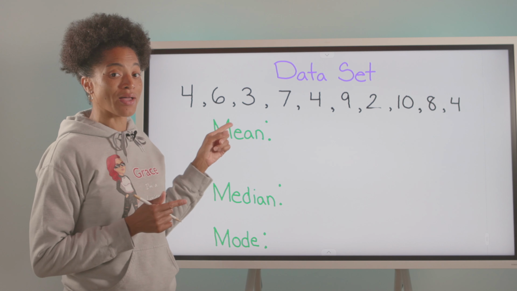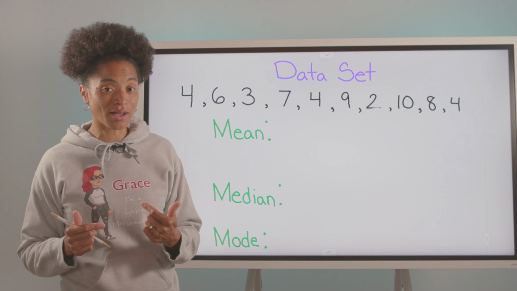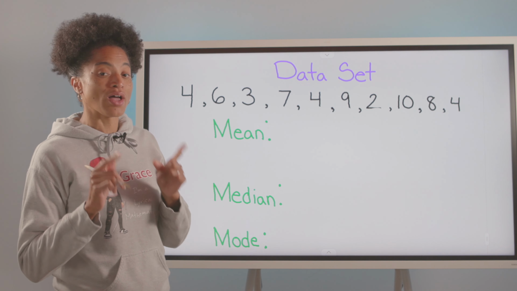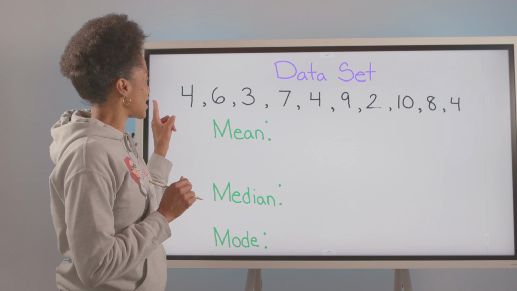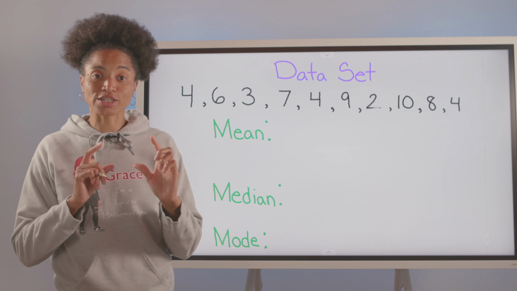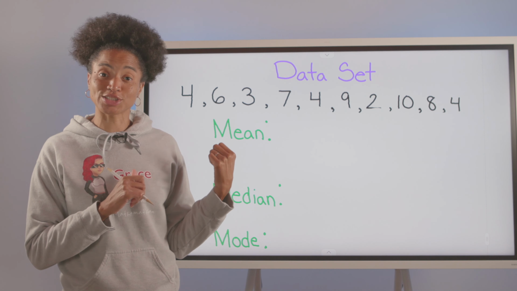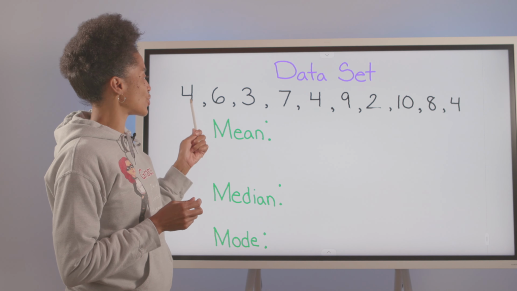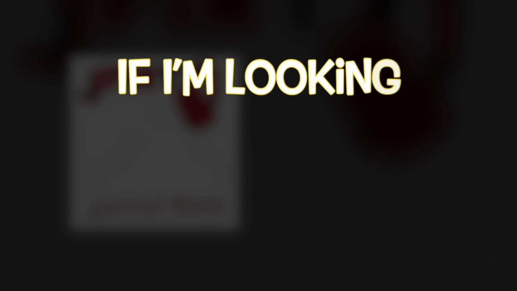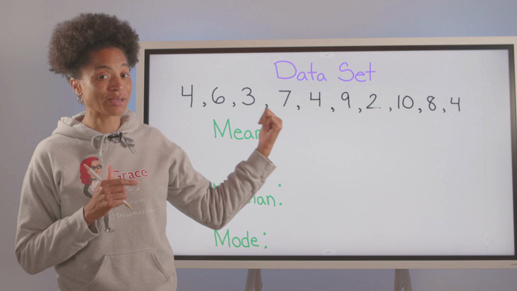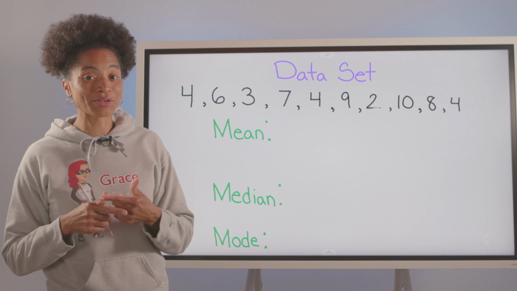If I'm looking for the mean, I add my numbers up. We can do that. Divided by the total numbers in my data. That is telling us we're going to take each data value, add them together, and find their sum, which is the answer to an addition problem, then take the sum and divide it by the total number of data values.